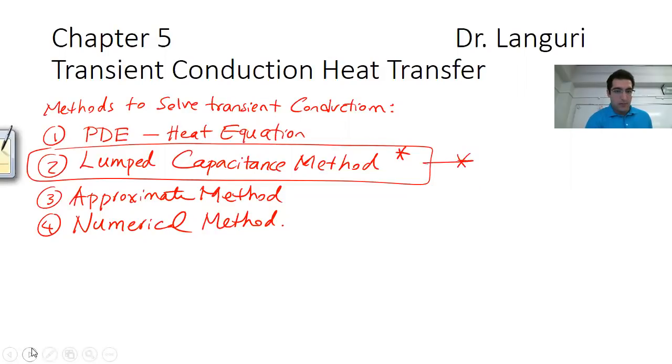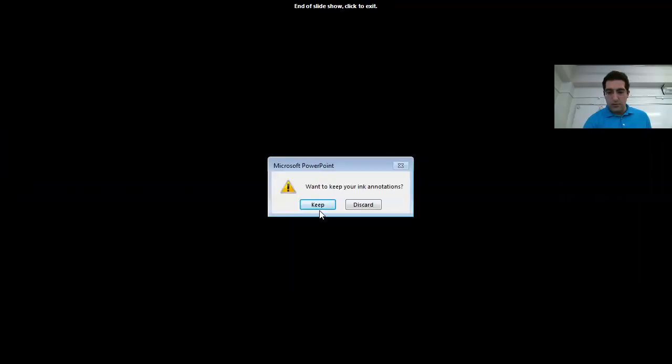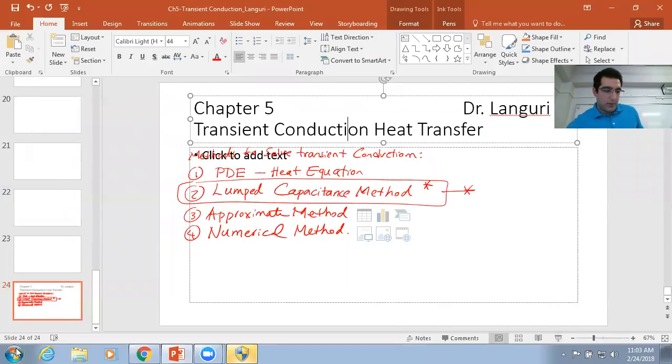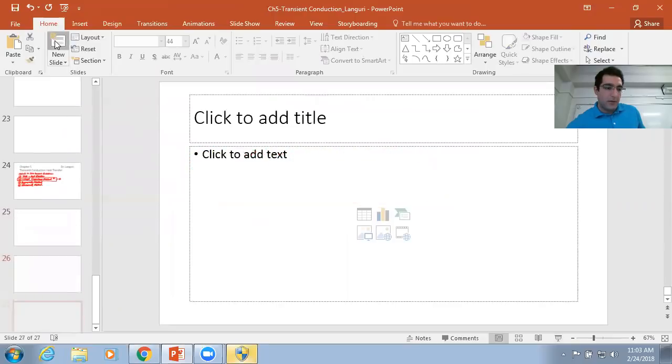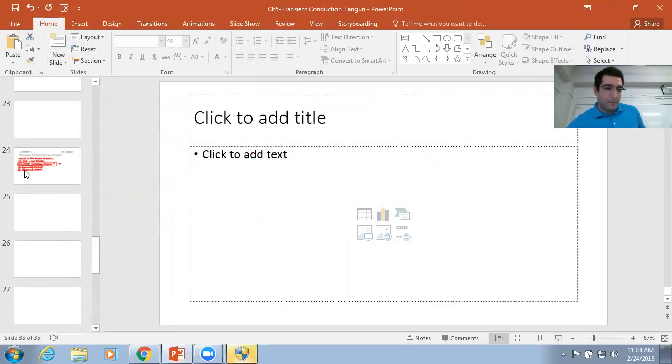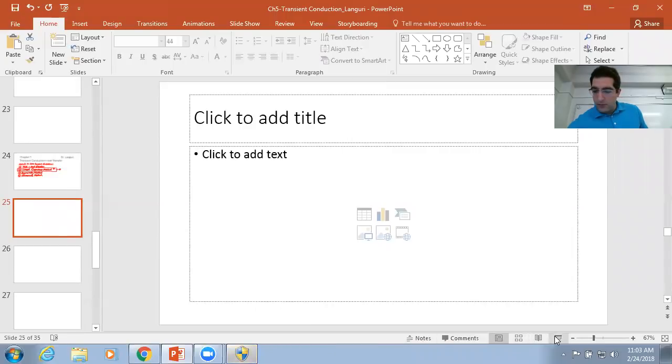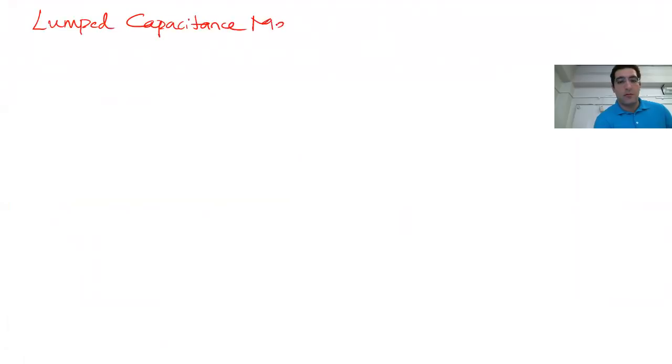Let me add more slides. Now, to define the lumped capacitance method, today we're going to talk about the lumped capacitance method. And let me shift this all the way up.